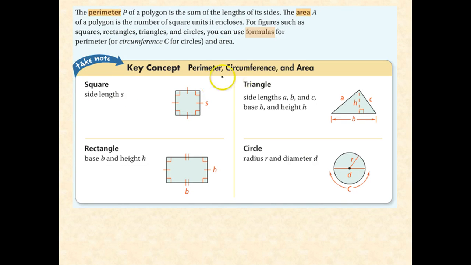Okay, so can we figure out a formula for the perimeter of a square? How about the perimeter is 4 times s, because there's 4 of those sides and they're all the same. And the area, length times width, is just s squared.